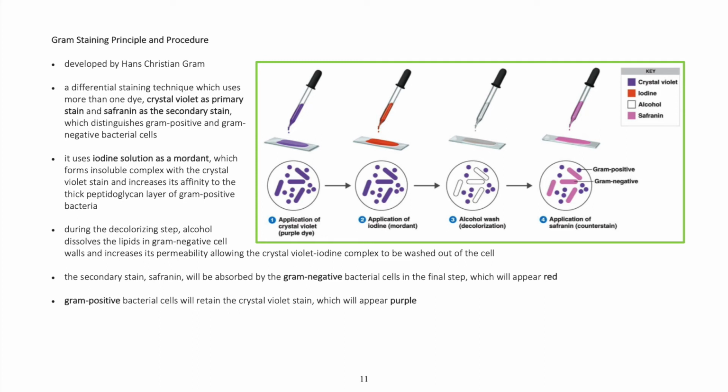During the decolorizing step, alcohol dissolves the lipids in gram-negative cell walls and increases their permeability, allowing the crystal violet-iodine complex to be washed out of the cell. The secondary stain, safranin, will be absorbed by the gram-negative bacterial cells in the final step, which will appear red. Gram-positive bacterial cells will retain the crystal violet stain, which will appear purple.